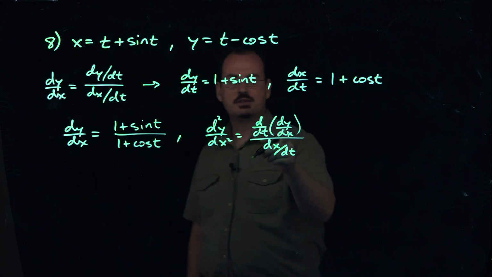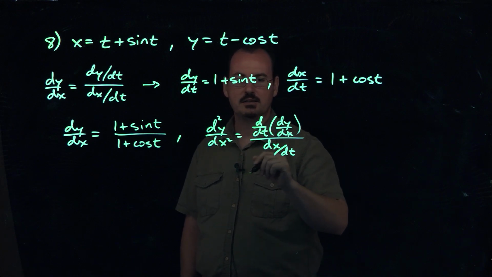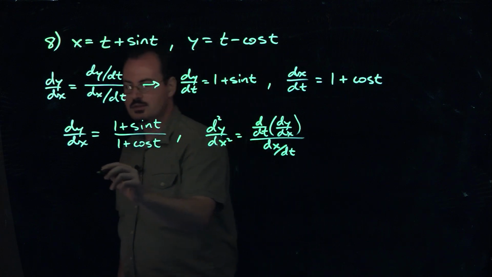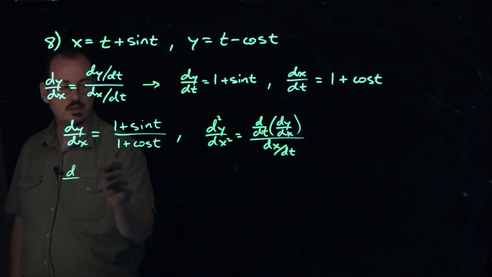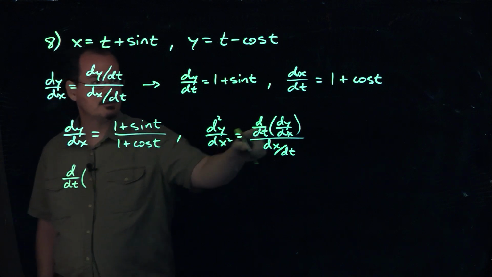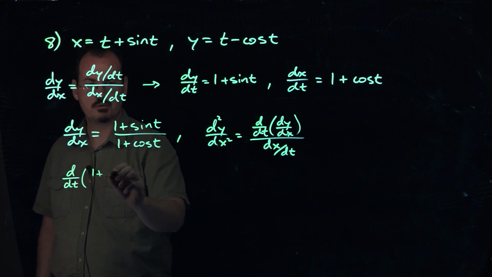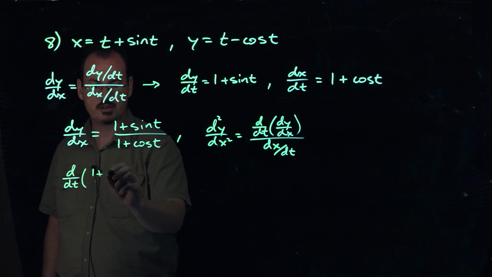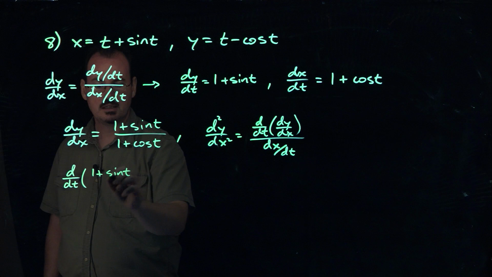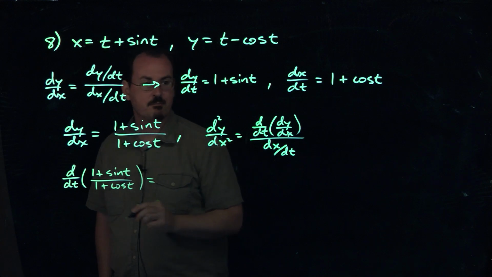The second derivative, this is the formula that we need for that, so that's the derivative with respect to t of the thing that we just found divided by dx/dt. So let's do that. So the thing in the numerator means we want to find the derivative of dy/dx, which is what we just found. So with d/dt, we want to find the derivative of this with respect to t. So that means we want to find the derivative of that thing.